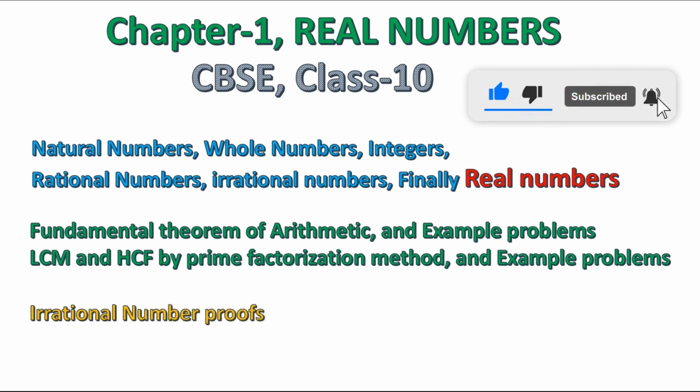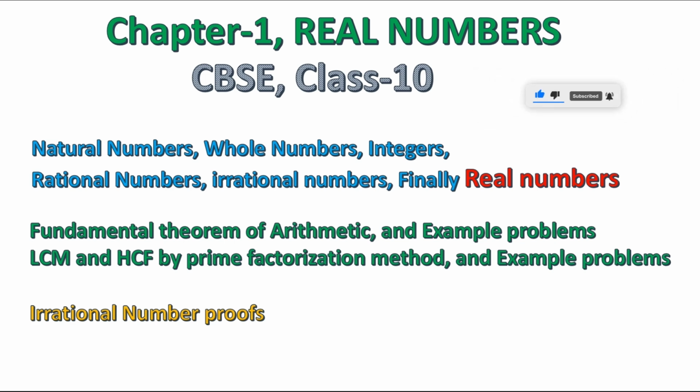Finally, we will have some of the proofs, irrational number proofs, that is, root 2 is an irrational number, root 5 is an irrational number, all this you will learn. So that you will cover the entire chapter, okay? So let's start.